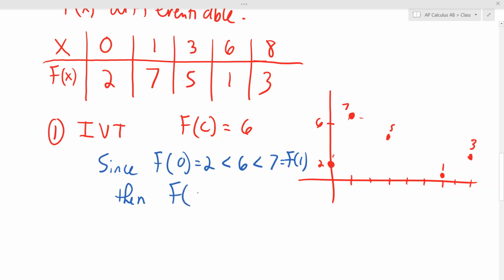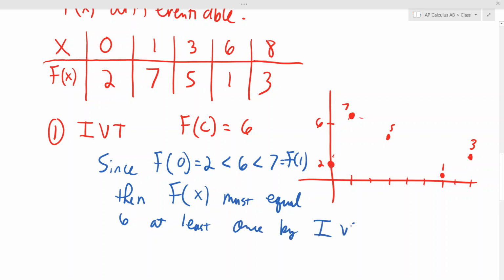Then f of x must equal 6 at least once by IVT, since f of x is differentiable.